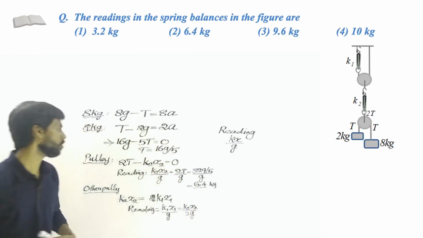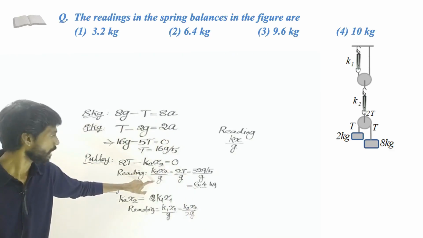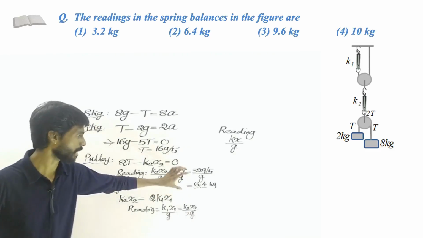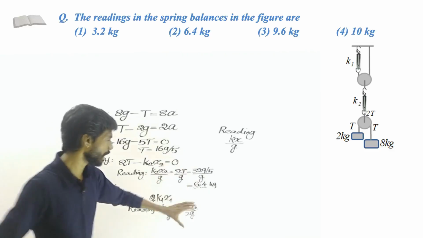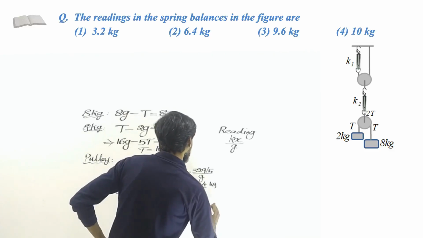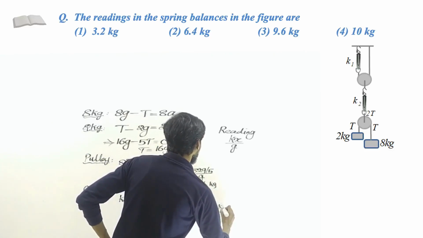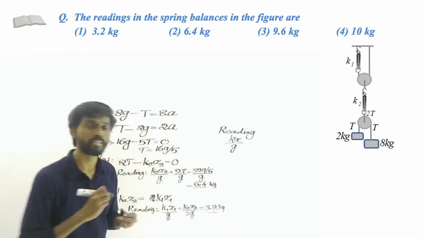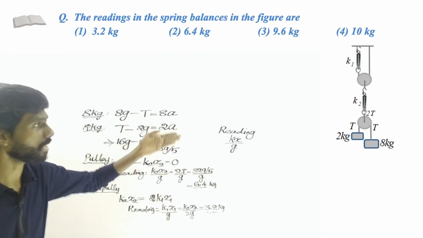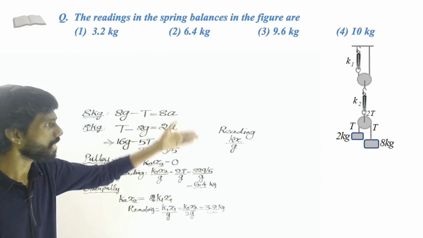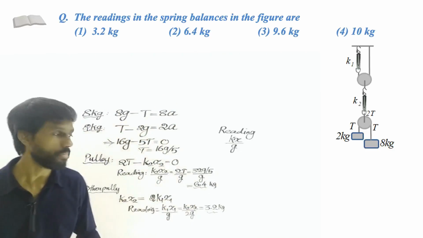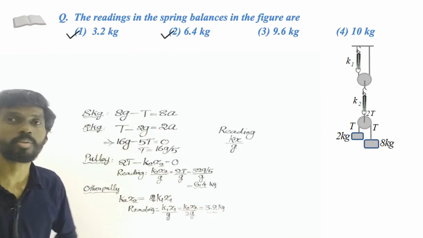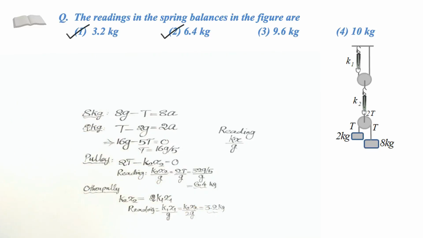But K2 X2 divided by g is already found. Okay, so that is 6.4 kilogram. We can directly substitute. K2 X2 divided by g is 6.4. So if we directly substitute that value, so divide by 2, so 3.2 kilogram. So that's all. So that is the reading in the spring balance at the top, right? So these two are the readings. So one spring balance shows 6.4 kilogram. The other one has result 3.2 kilogram, right? So that is the answer.